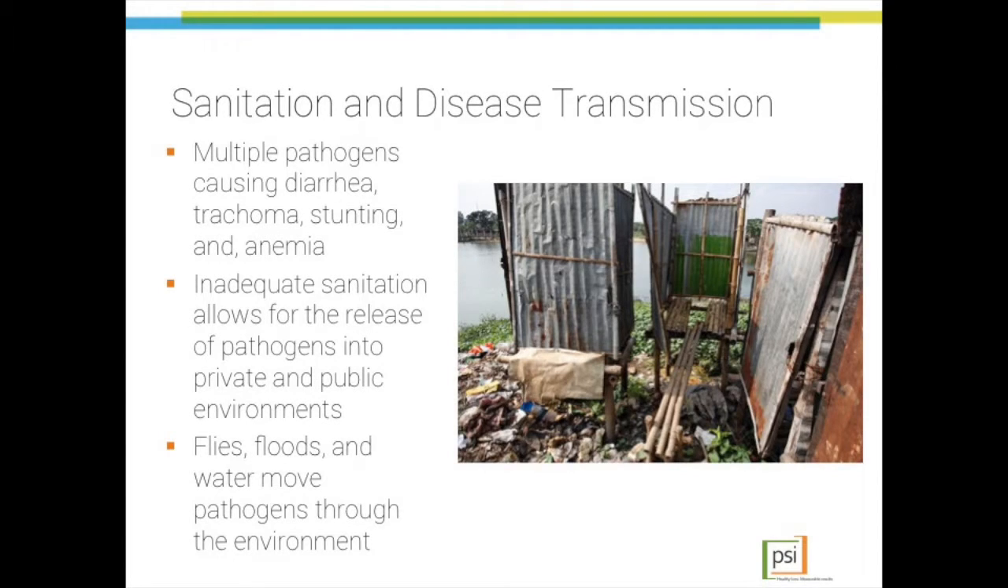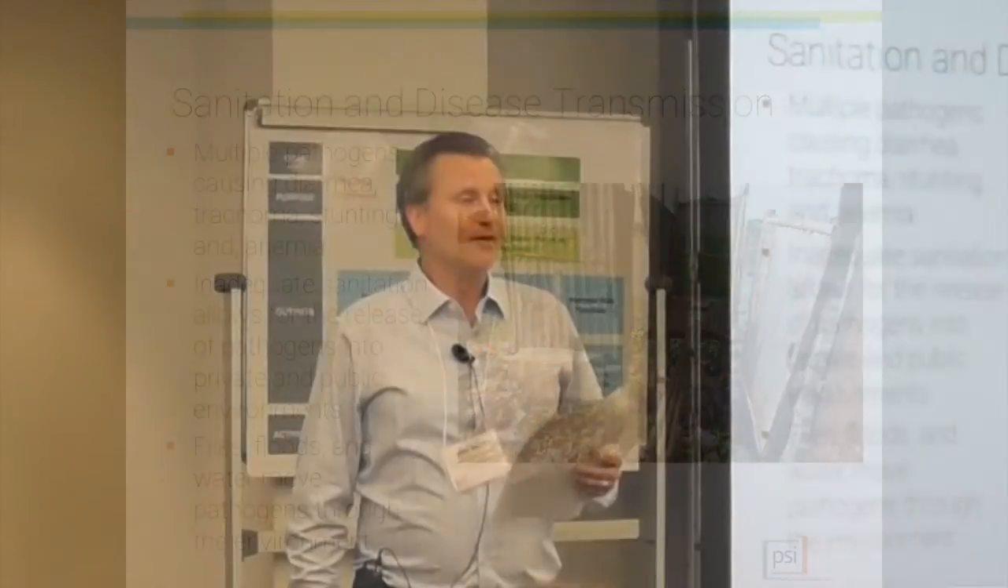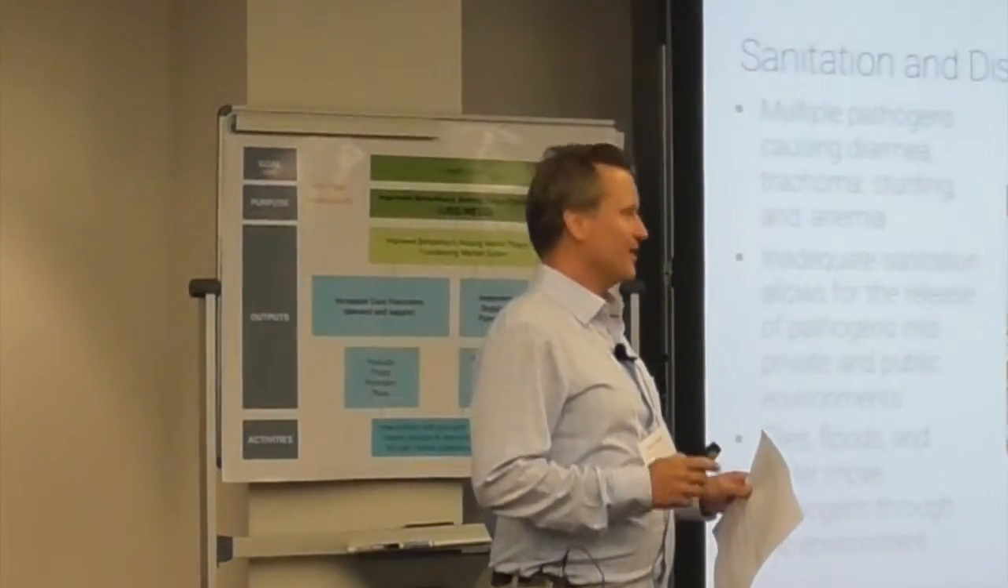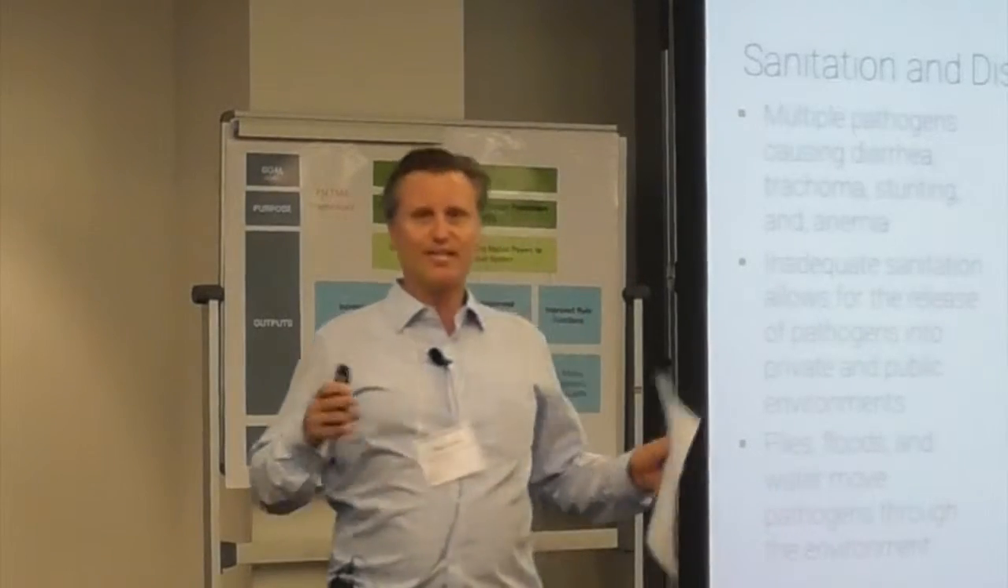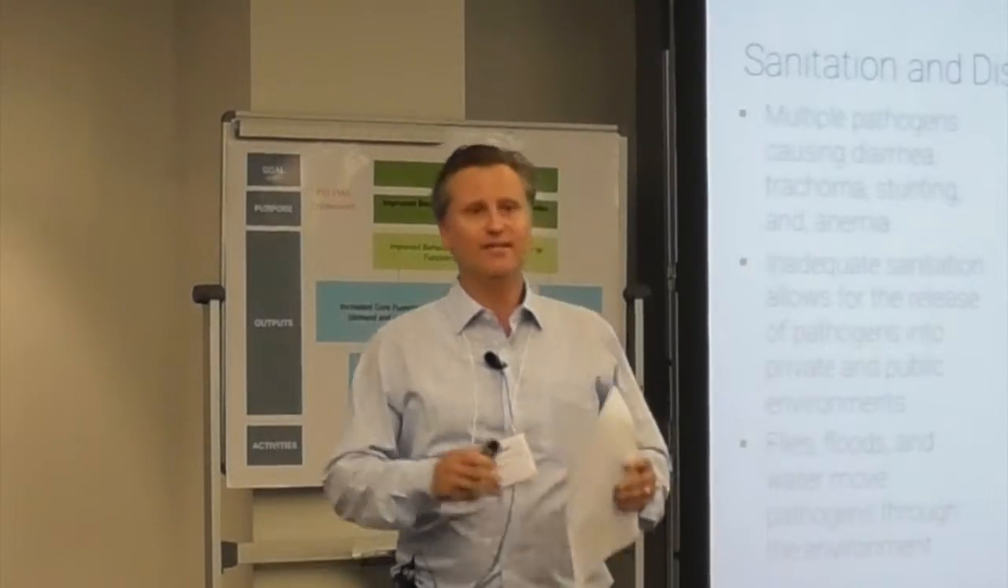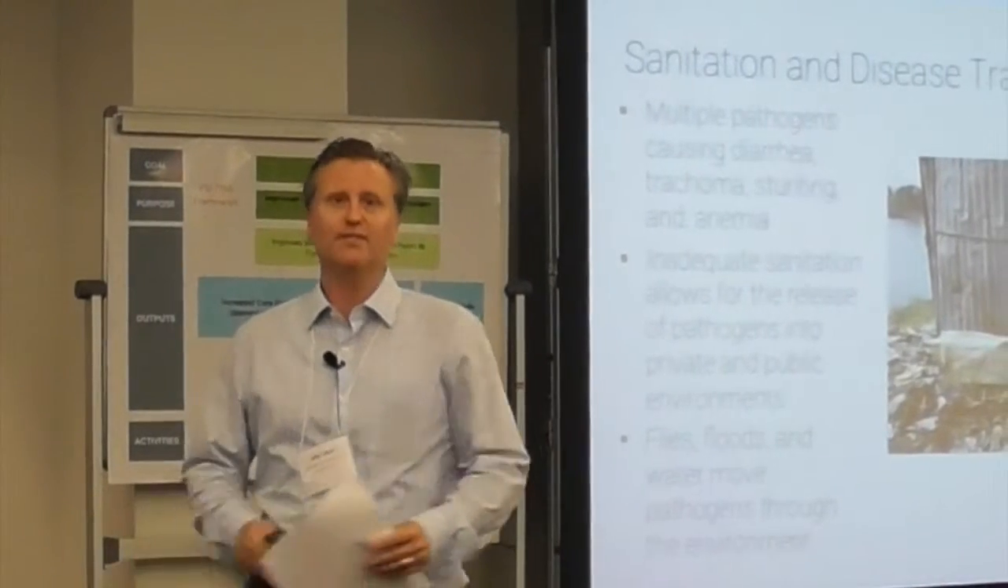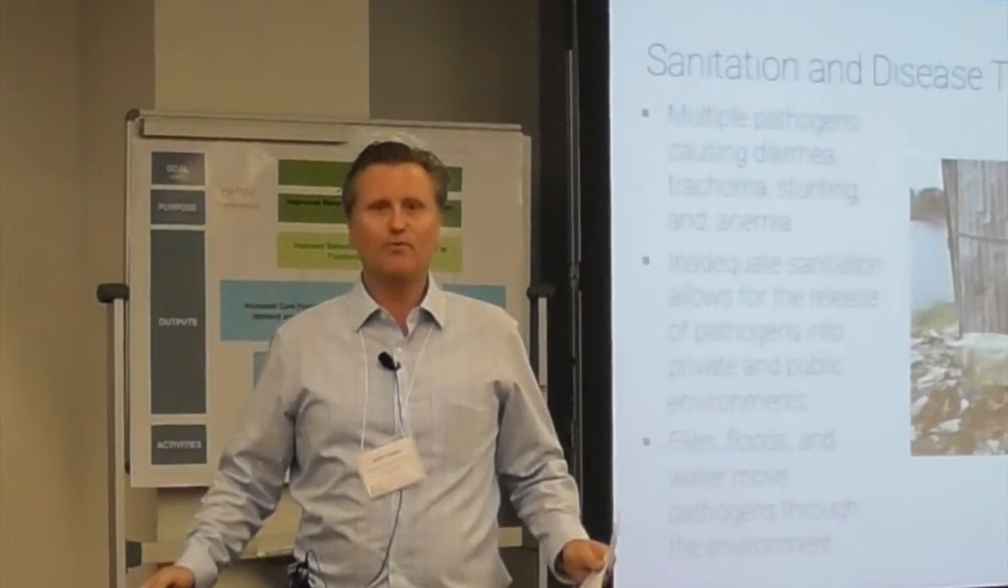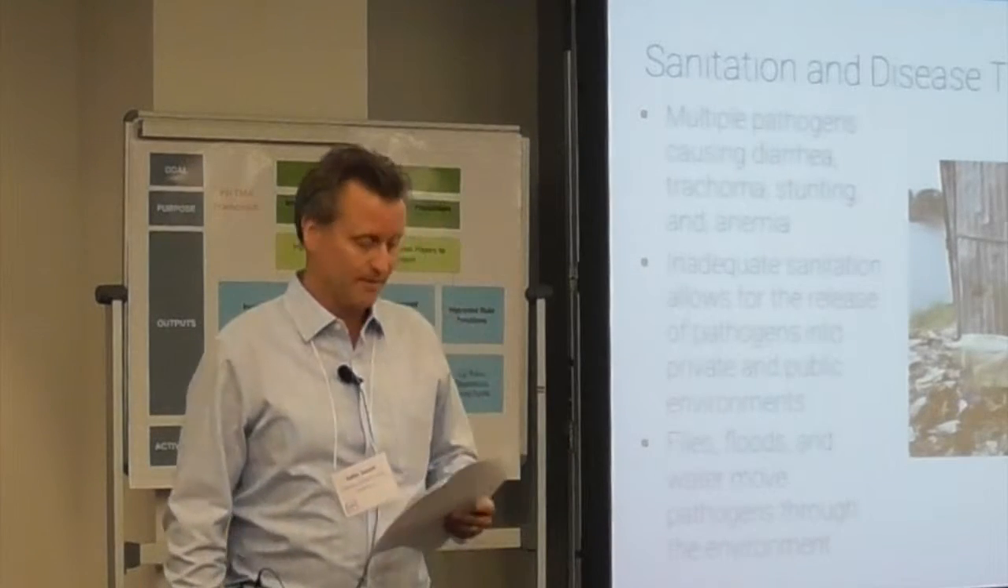So we heard a little from Ricky and Des about the health impact. So what does that mean in particular? Really, this is about that there's multiple pathogens causing diarrhea, trachoma, stunting, and anemia. Inadequate sanitation allows for the release of pathogens into private and public environments. This is exactly why we need to separate and keep separated humans from their shit, because it's getting into everything. It's in the neighborhood. It's in the drainage. It's in the receiving waters. This is getting in contact with humans, and it's making them sick, very sick, actually.